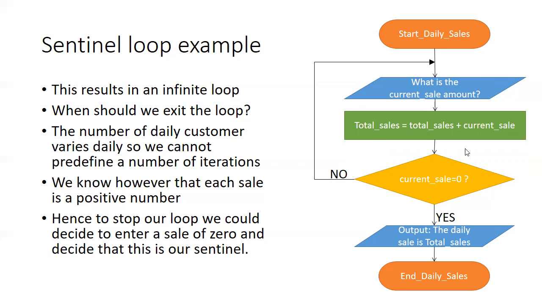And so look at the flow chart here. We've got input, asking them for the amount that's the sale. We add that to the total. We're actually missing a couple of things. We probably should have a total sales initialization to 0 first. And then we get the total sales. And when the sale becomes 0, we stop.